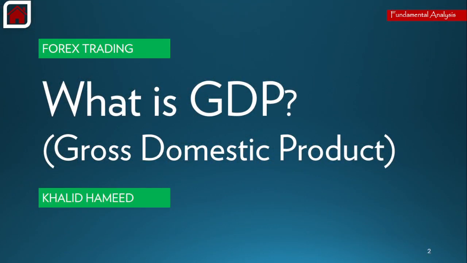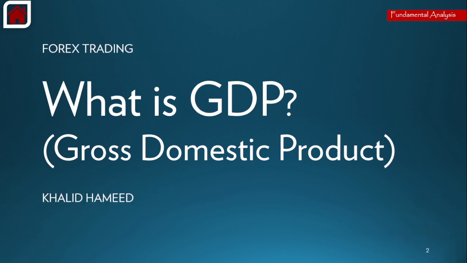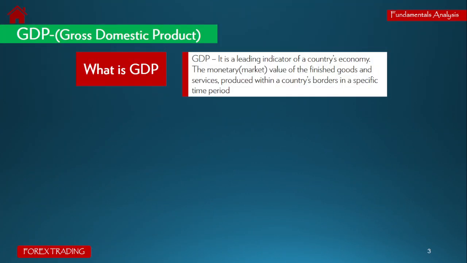So today we are going to discuss GDP. What is GDP? Gross Domestic Product. GDP is a leading indicator of a country's economy. It is the monetary or market value of the finished goods and services produced within a country's borders in a specific time period. This is what we label as GDP, or gross domestic product.